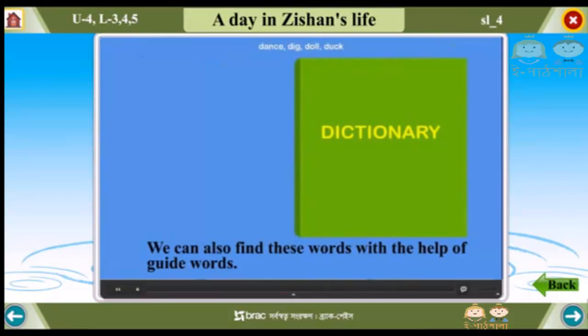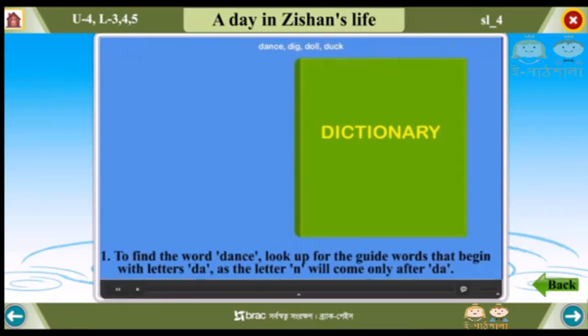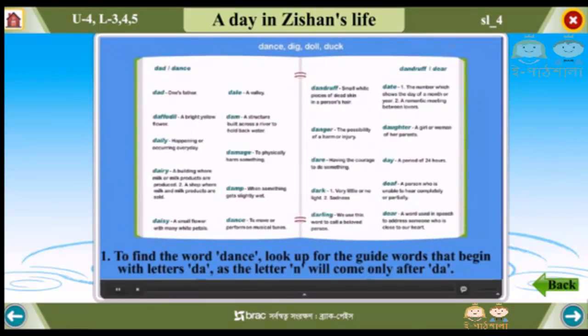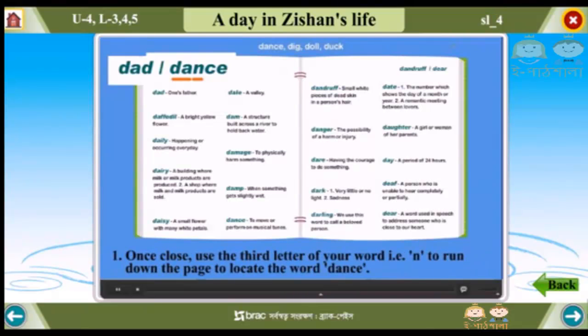We can also find these words with the help of guide words. Number 1, to find the word dance, look up for the guide words that begin with letters D-A, as the letter N will come only after D-A. Once close, use the third letter of your word, which is N, to run down the page to locate the word dance.